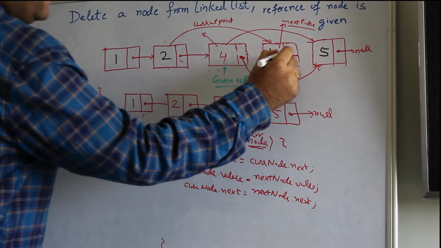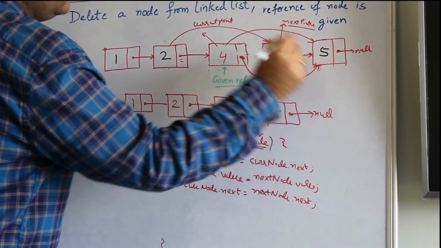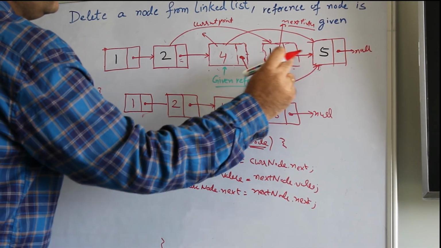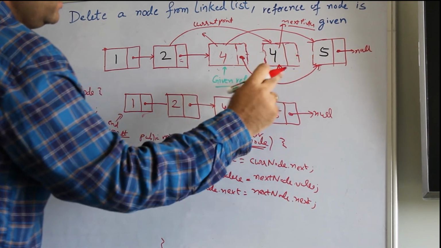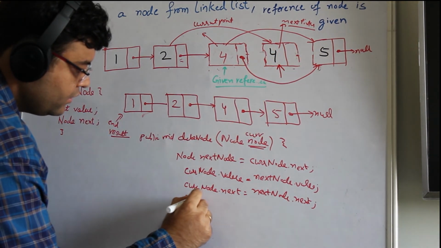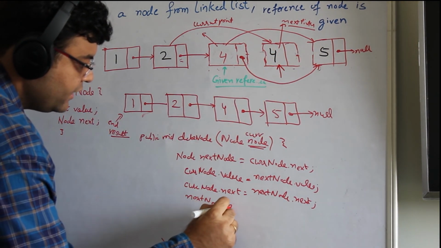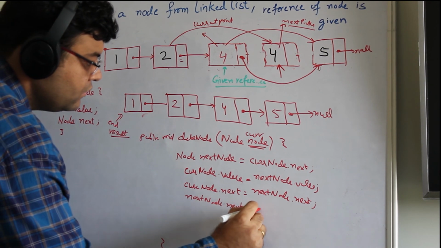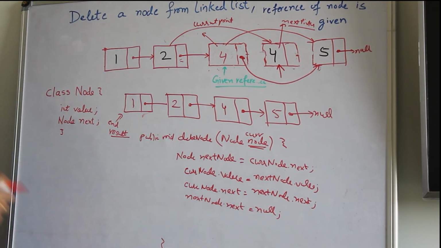And now, as this was the link before, we need to clear this link. So this should no more be a link. So we will say next node dot next is equal to null. So this is how we can solve this problem.